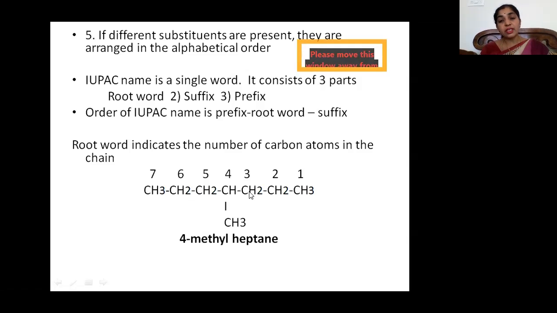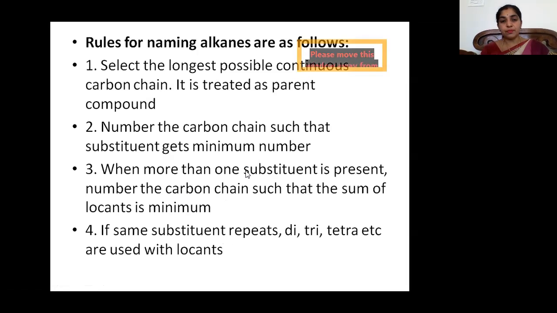Suppose at the 3rd position you have an ethyl group. So 3 plus 4 is 7. But if the ethyl group is at the 6th position, 6 plus 4 is 10. In that case, numbering cannot be done from this side, it should be from the other side. So wherever substituents are present, the sum of such locants should be minimum.